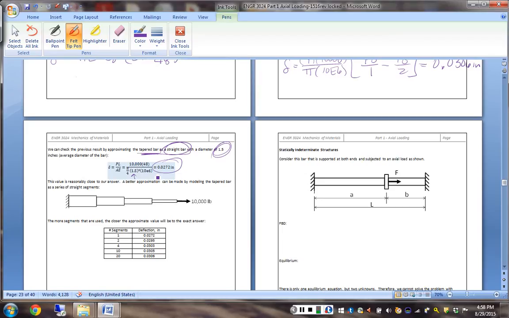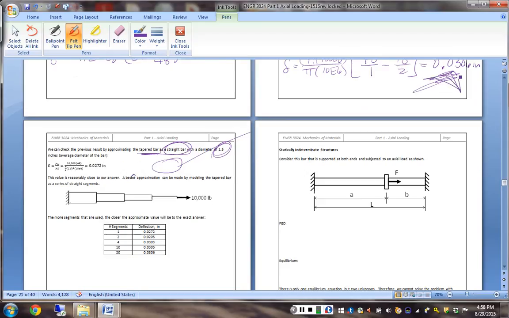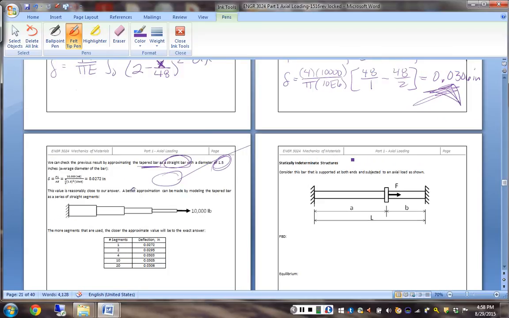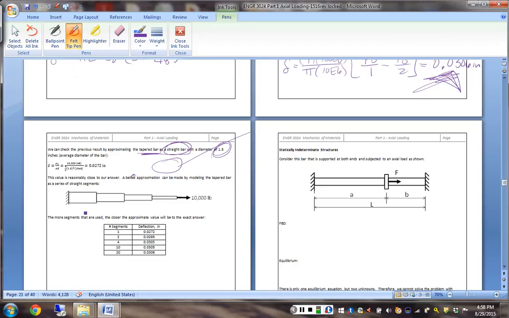and we get a guess of 0.0272 inches. If we compare that to what we got from this exact, doing all the integral business, we have 0.0272 or 0.03. It's pretty close. Okay, well, what if instead of just 1, we approximated it as a set of 4 decreasing diameter segments that are straight?